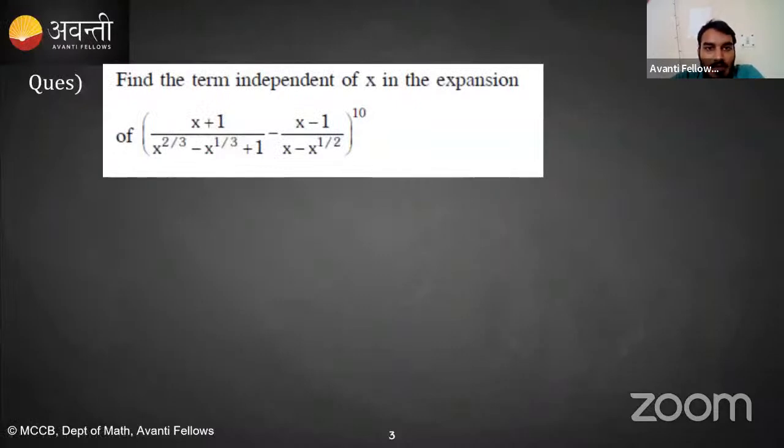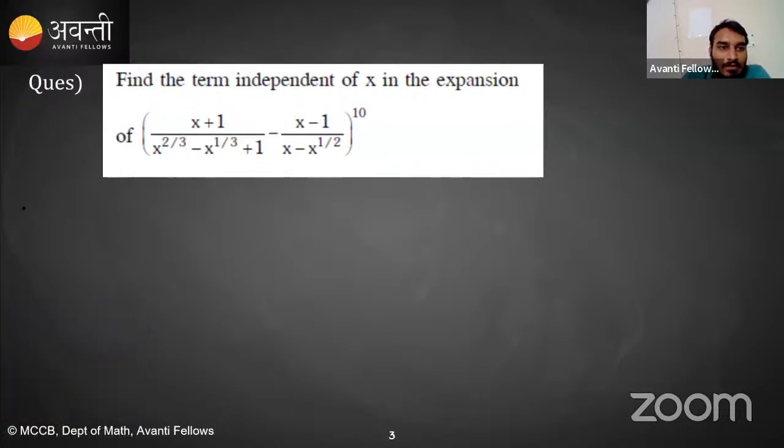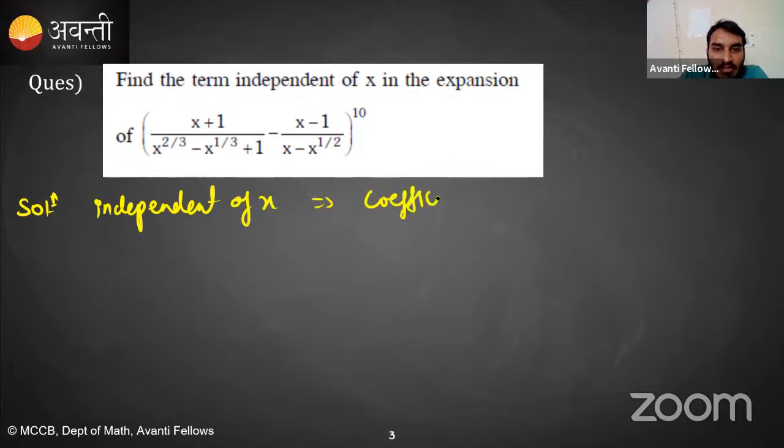So find the term independent of x in the expansion of this, right? Tell me quickly in the chat box, has anybody solved this thing? Has anybody solved this question? So independent of x, I have told you in the last class, right? Independent of x implies we have to find the coefficient of x raised to the power 0. Yes or no? We have to find the coefficient of x raised to the power 0. Has anybody solved this question? Tell me quickly. Did anybody get the answer?